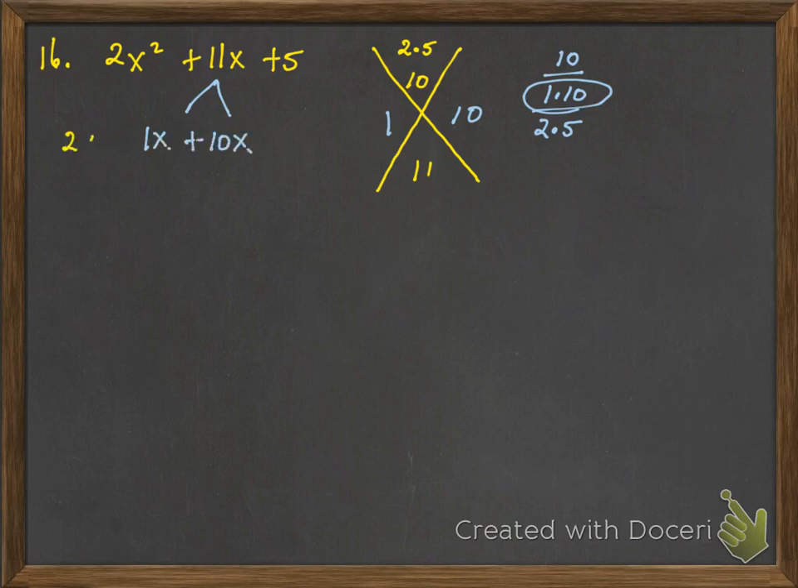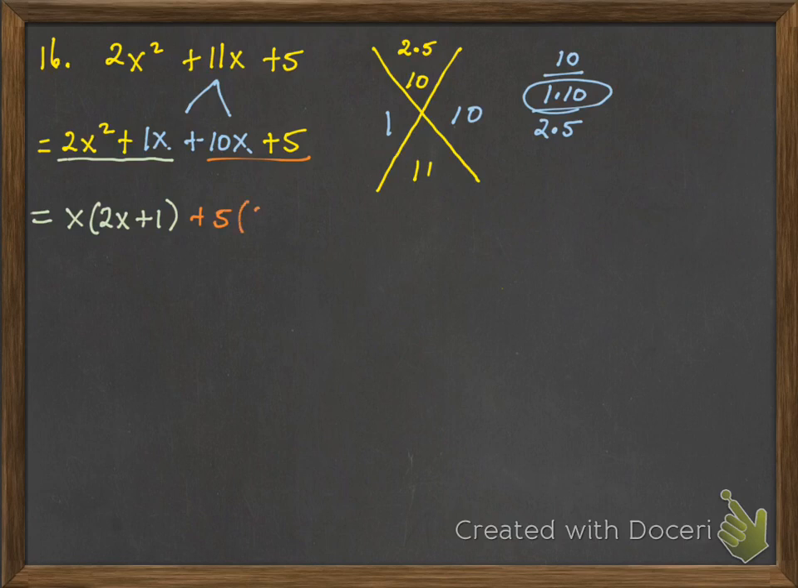Then we'll write down the rest of the problem, 2x squared, the plus 5. We'll go ahead and do the grouping. So group. They have an x in common, 2x plus 1. The second two terms have a 5 in common, factor out a 5, 2x plus 1. We have a 2x plus 1 in common, factor that out, and then what you have left over is an x plus 5. And that is factored completely.